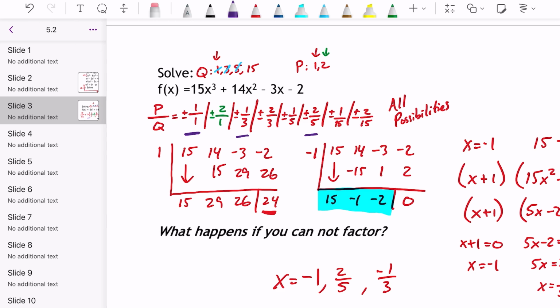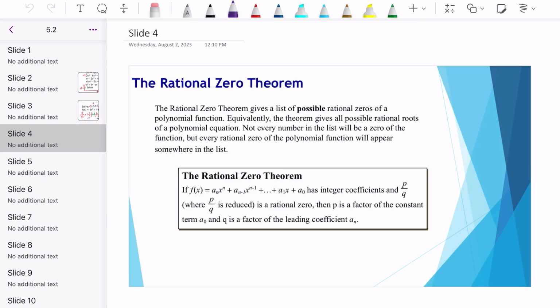Let's go ahead and take a look at slide 4. In slide 4, we go on to describe various ways in which we can double check the answers coming out of this problem. So it says that the rational zero theorem gives a list of possible rational zeros of a polynomial function. Equivalently, the theorem gives all the possible rational roots of a polynomial equation.